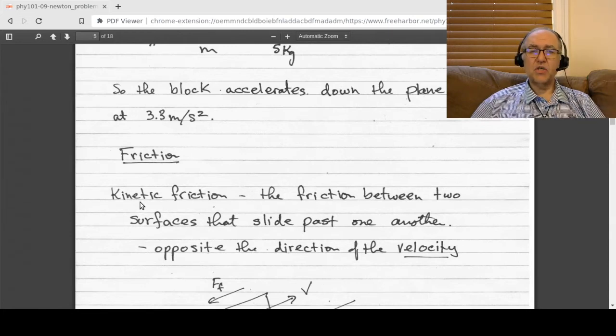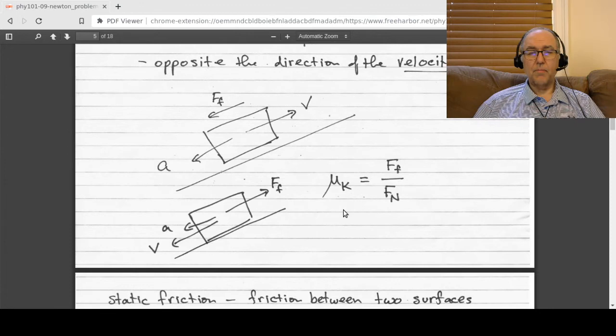So kinetic friction is the friction between two surfaces that slide past one another, okay? And here I've shown you a couple of situations, but I should probably look at this diagram first. In the example that I just did, I had this block here, and it was accelerating downhill. And implicitly, without me actually saying it, the velocity obviously was downhill too. So if the thing is moving downhill, then the force of friction has to be uphill. The force of friction is always opposite the velocity, not the acceleration.